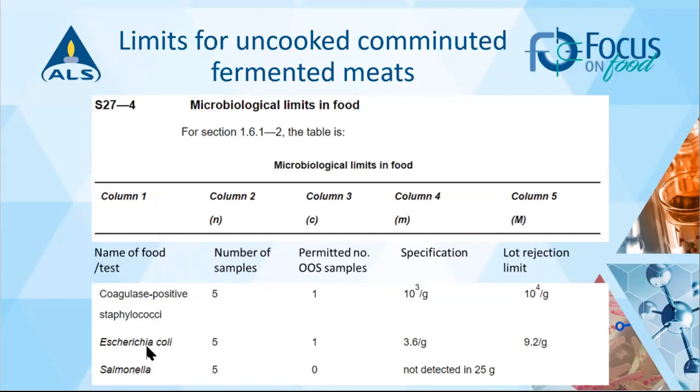So you'll notice with E. coli, there's a specification which says 3.6 CFUs per gram as the small m and 9.2 CFUs per gram for the large M. So this is referring to a specific testing method called MPN, or most probable number. So it's important when you see or wish to use specifications like this, again, that you have the right test.